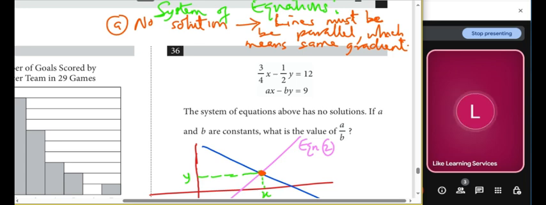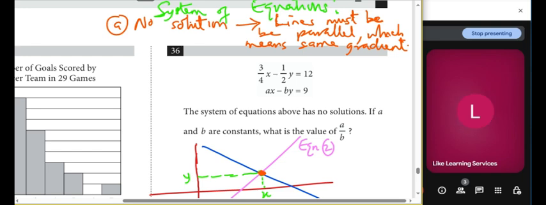Okay, let's go. You just said that the lines must be parallel, which means they must have the same gradient. So what do we do? How do we apply that here? Okay, you equate 3 over 4x and, wait, no. Okay, you make y the subject of the formula for the second equation.